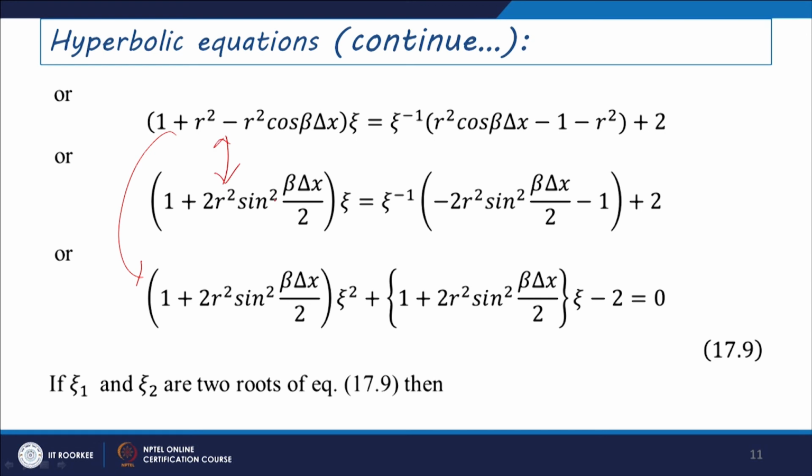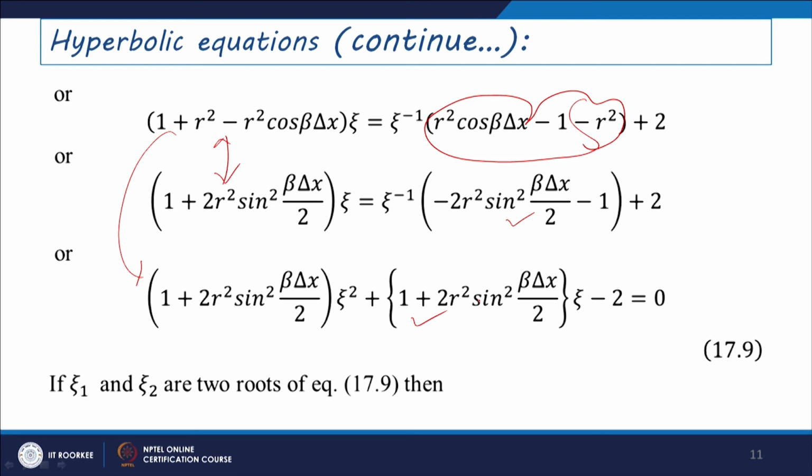So, this is nothing but r square taken common here. So, 1 minus cos beta delta x is taken as 2 sin square beta delta x by 2 into r square. And here also we have done the same thing, since we are considering r square here. If you take r square common here, this can be written as a minus 2 r square sin square beta delta x by 2 from these two terms here. So, this represents a quadratic equation in zeta.